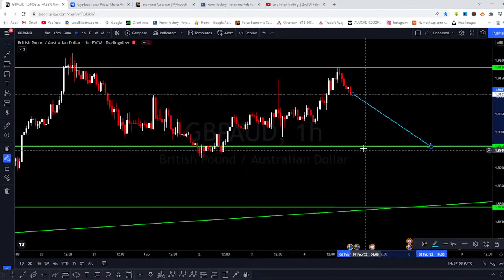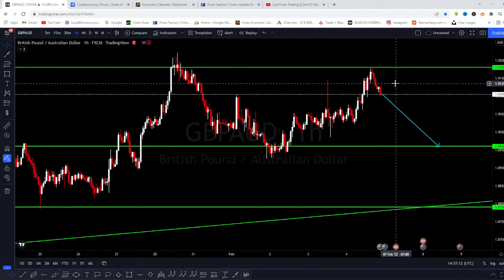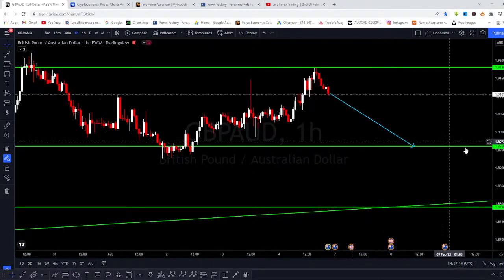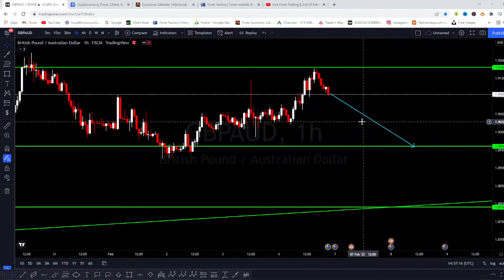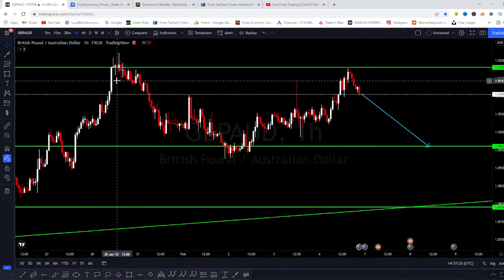Let's go down to the 1 hour time frame. And of course, I'll still say it's going to go down to the downside. But this 4 hour time frame, 1 hour time frame for sure, it's still going to go down to the downside, guys. So that's just it. I don't have much to say about GBP AUD.